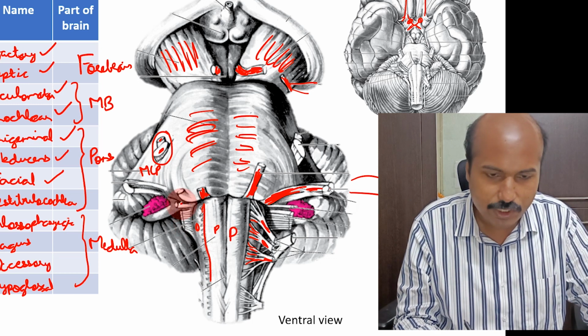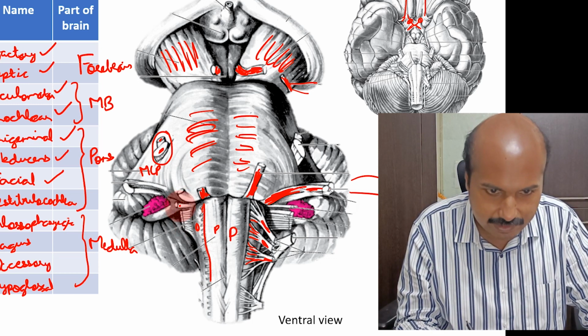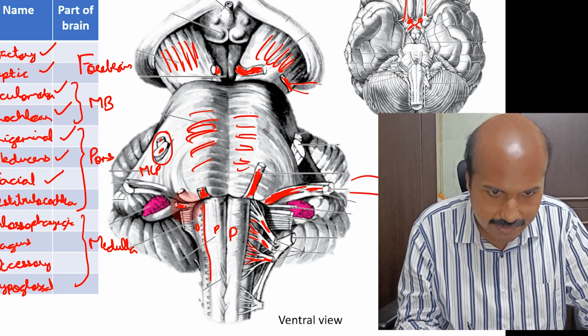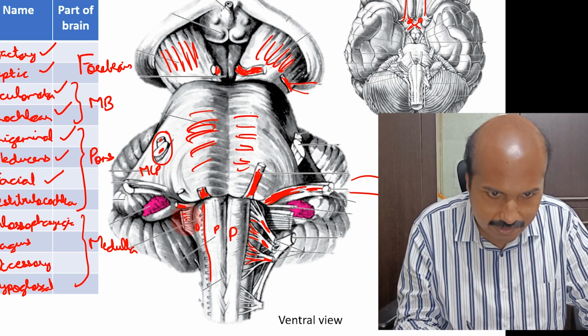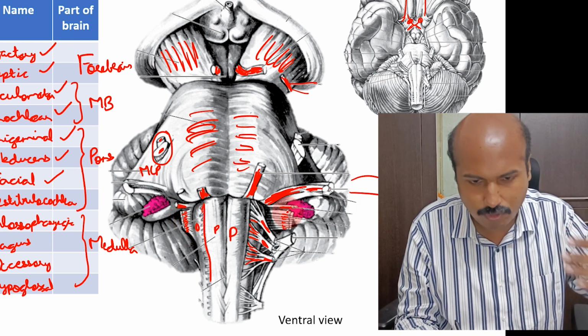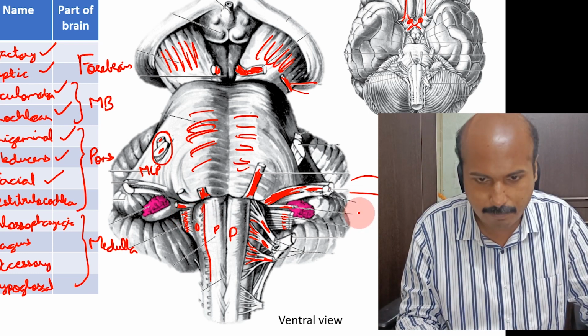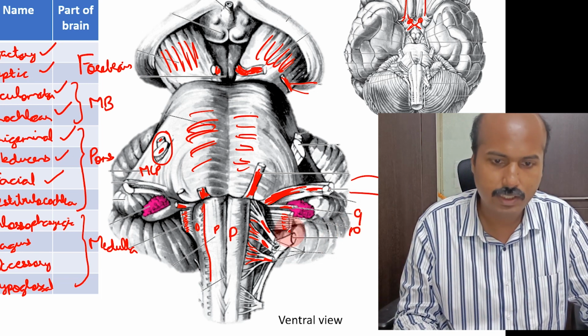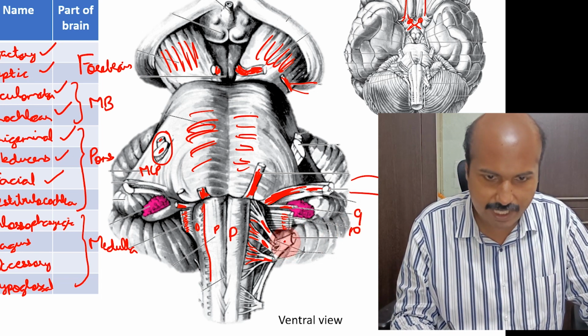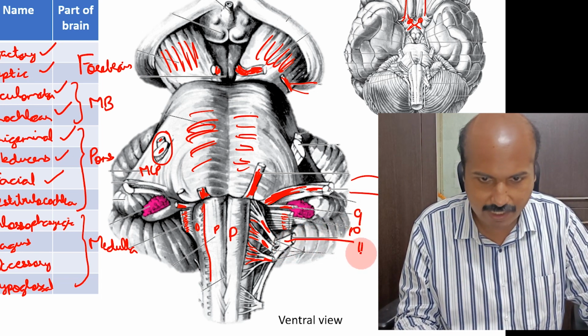Posterior to the olive, you have the ninth cranial nerve. This is the ninth cranial nerve, and these are the vagal nerve rootlets. So all of them are arising behind the olive. So this is cranial nerve number 9, and this is cranial nerve number 10. And below that you have the accessory nerve. This is cranial nerve number 11.